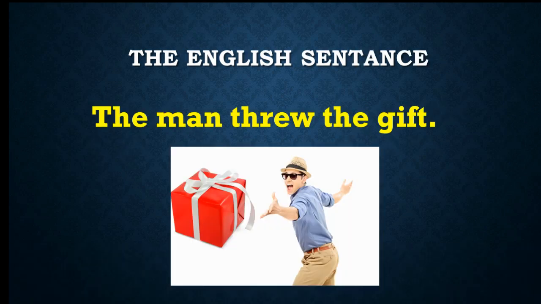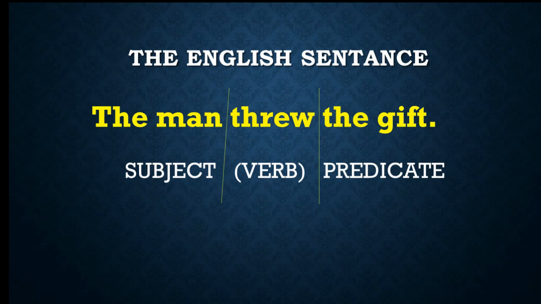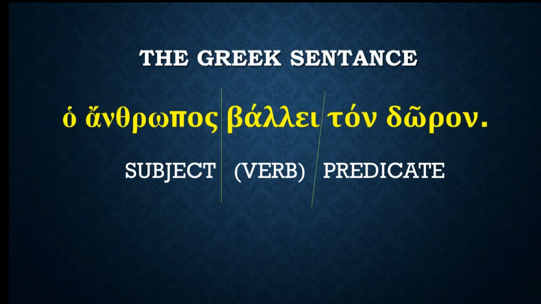To understand the Greek case, let us take a step back and look at an English sentence, a very simple English sentence. The sentence we're going to work with is, the man threw the gift. In elementary English, we learn to break a sentence down into a subject and a predicate. We knew the man in the sentence was a subject. The verb, threw, is there, and the predicate is the gift. This is everything which you should have learned by now in basic English. Now we're going to take a look at a Greek sentence. Ho anthropos ebale ton doron. The man, he threw the gift. This is also the subject, the verb, and the predicate.